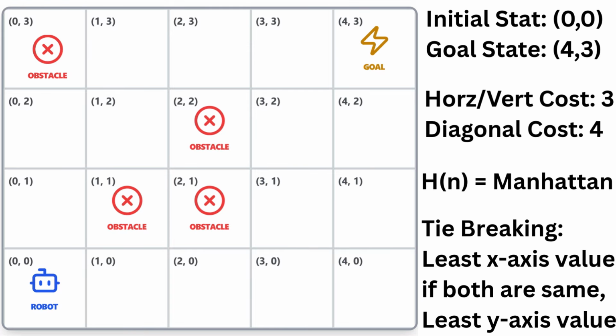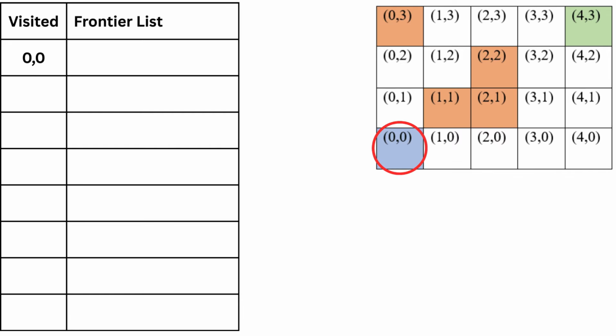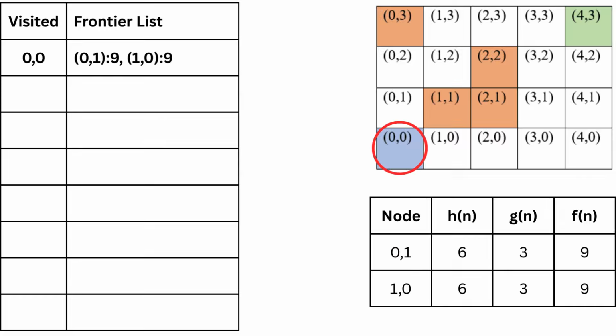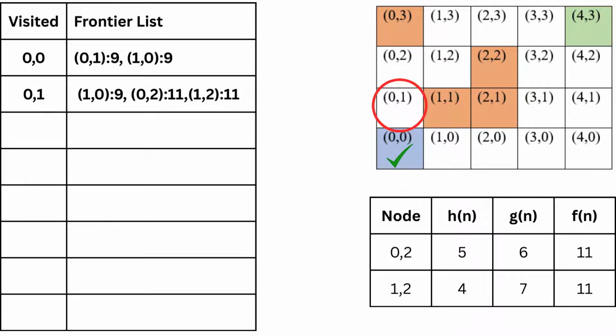So let's start from the state 0,0. From here, it can move either vertically or horizontally to state 1,0 or 0,1. Both have a cost of 9, but due to the tie-breaking rule, expand the one with the smaller x coordinate. So we will write 0,1 and then 1,0. Now we have visited 0,0. The next node in our queue is 0,1. From 0,1, we can either move to 0,2 or 1,2. Both of them have the cost of 11. We will append 0,2 first because it has a smaller x coordinate value, and then 1,2. So now we have visited 0,1.